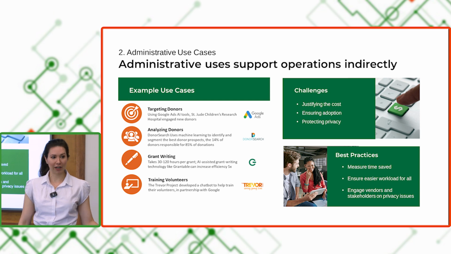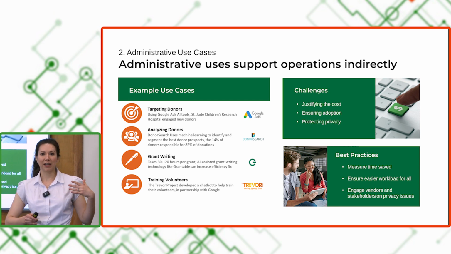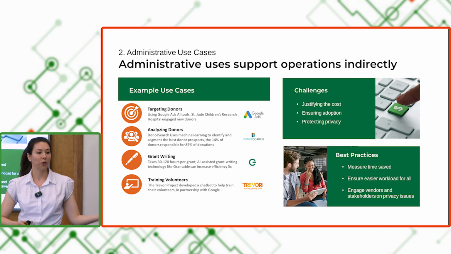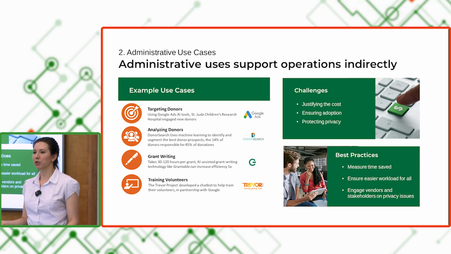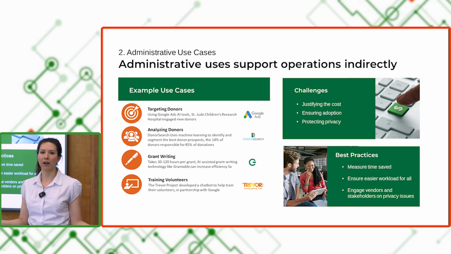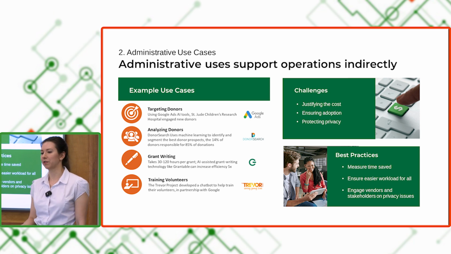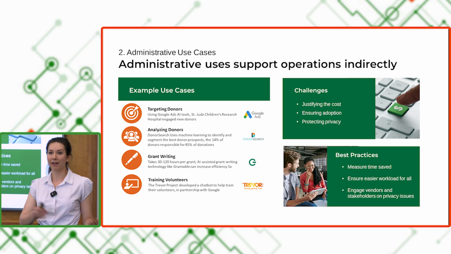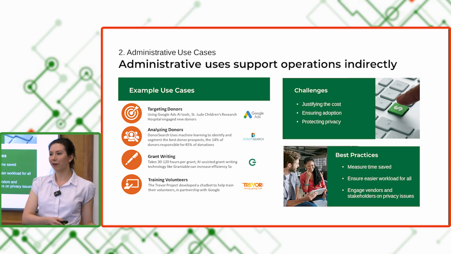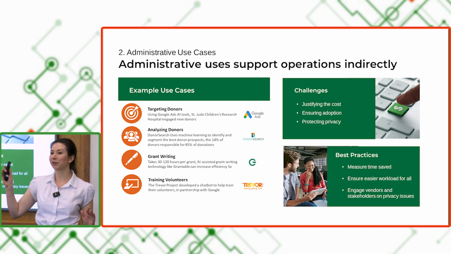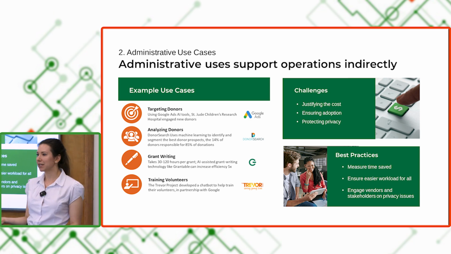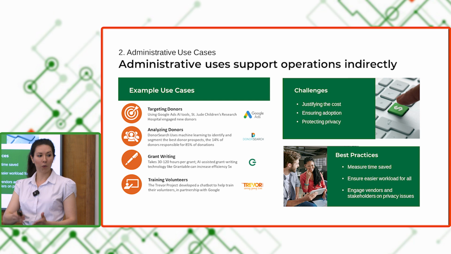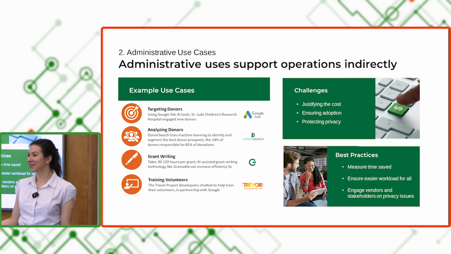So the first is targeting donors. This is using AI tools like Google Ads to figure out who's most likely to care about your cause, who's most likely to donate, and target them directly. This saves a lot of time and a lot of wasted advertising dollars searching for donors. You can also analyze donors directly. Typically, about 14% of donors are responsible for 85% of donations. And so by using AI tools, you can predict who that 14% is more likely to be and get them engaged with the organization.